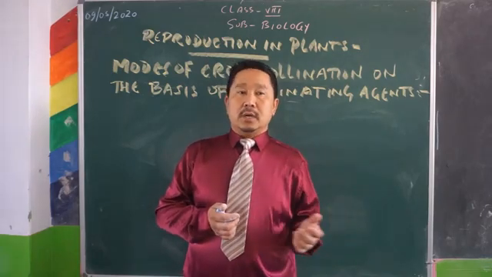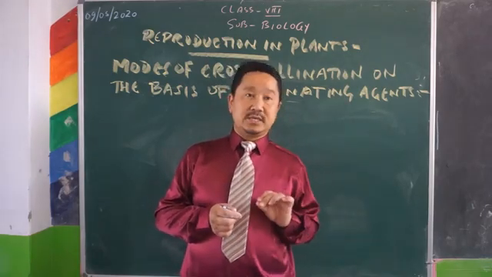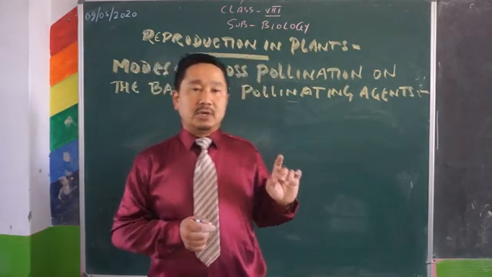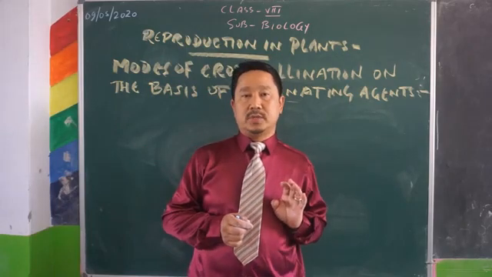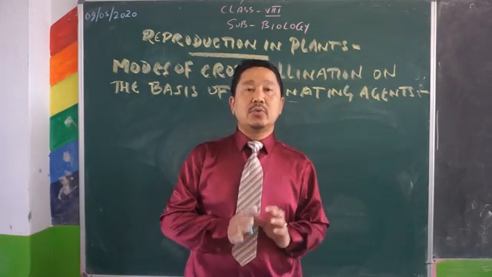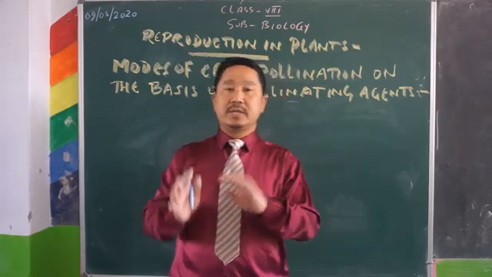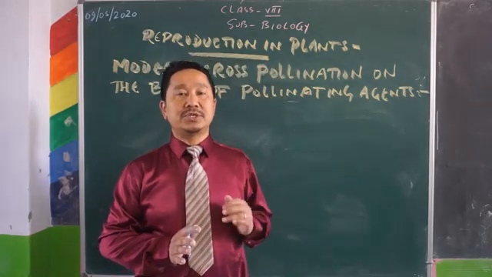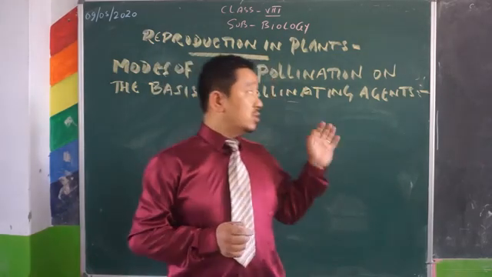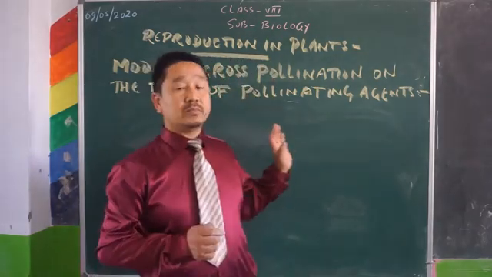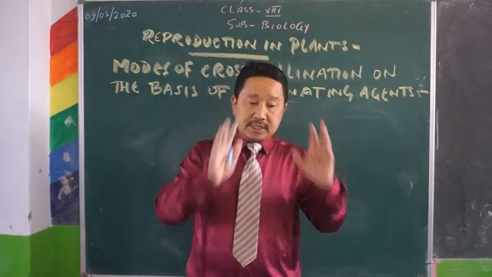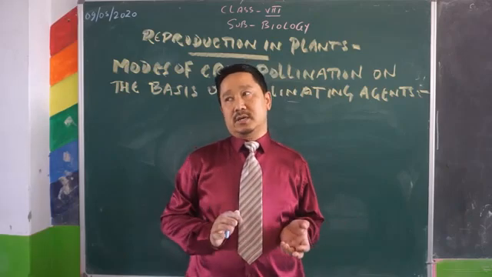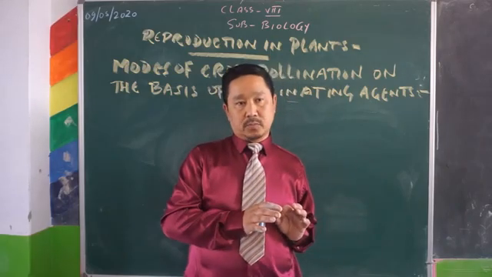Then, cross-pollination by wind. And the third one is cross-pollination by water. Alright, so these are the agents which transfer the pollen grains from anther to the stigma of the flower, which is called cross-pollination by the different agents. The modes of cross-pollination on the basis of pollinating agents. And these are different kinds of flowers, where different kinds of agents are there for the transfer of pollen grains.